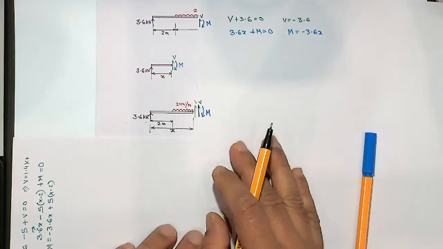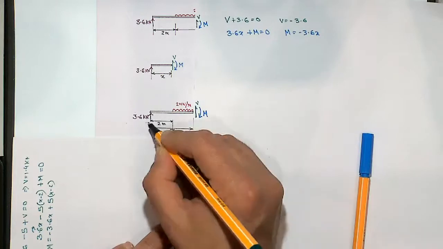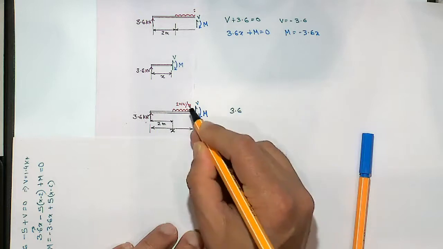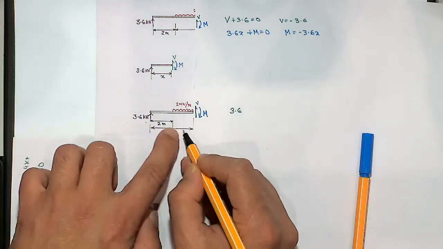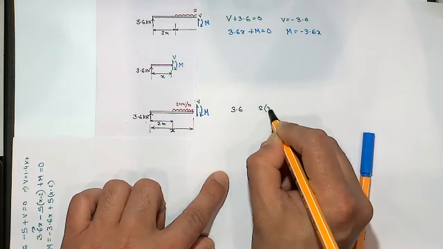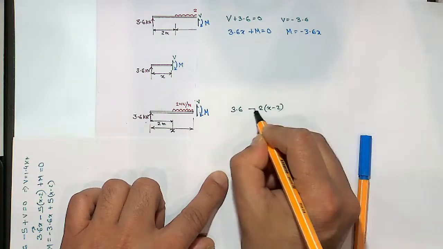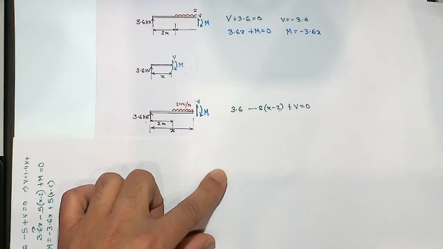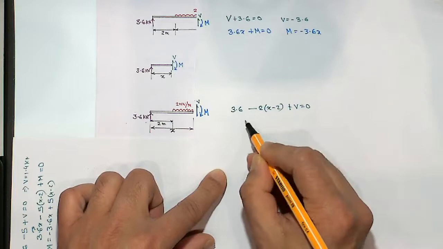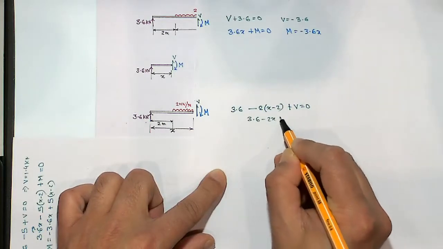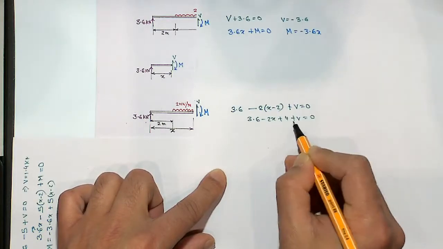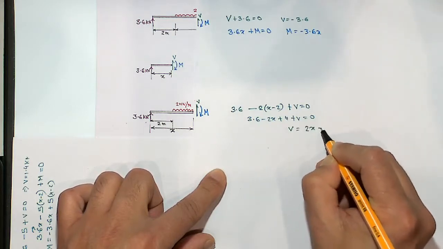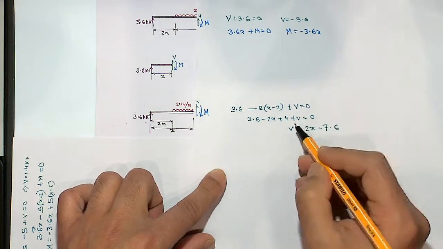So if we do the equilibrium now, what do we get? 3.6 goes upward, so that's load. 2 kilonewton times, how much is the distance? This is 2 and that is x. So 2 kilonewton times x minus 2, that's downward, so I put it with a negative sign. And V is upward, so that equals 0. So that will give you 3.6 minus 2x plus 4 plus V equal to 0. So this should be 7.6 minus 2x. So V you will get 2x minus 7.6. So that's the expression of V.